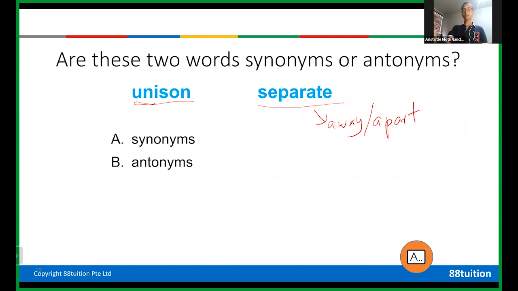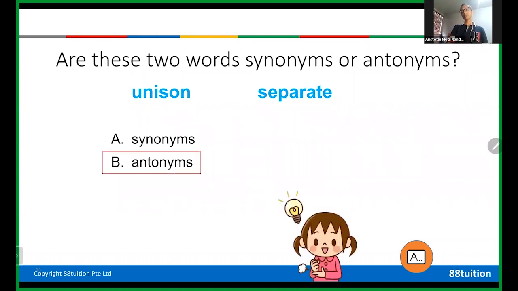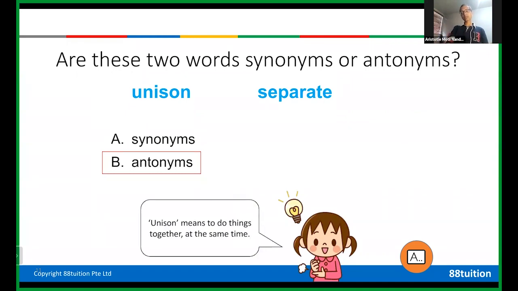So obviously, they are not synonyms. They are antonyms, because they have different meanings. Unison means, look at the slide at the bottom here, to do things together at the same time. Are you with me? Okay.